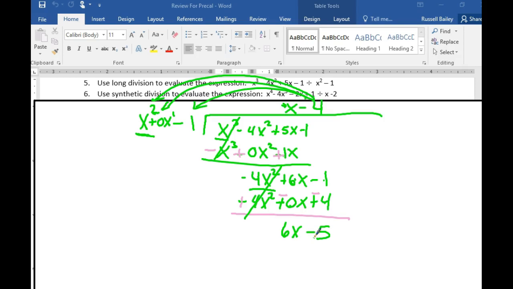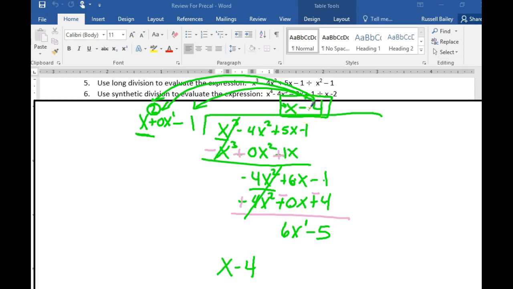As soon as you get to a place where this power is less than this power, then you're done with the process. But the way you write your answer also is a matter for discussion as well. So the first thing we do is we write this part first. So that would be our quotient. The answer from our division is x minus 4. So x squared minus 1 goes into this polynomial, x minus 4 times.